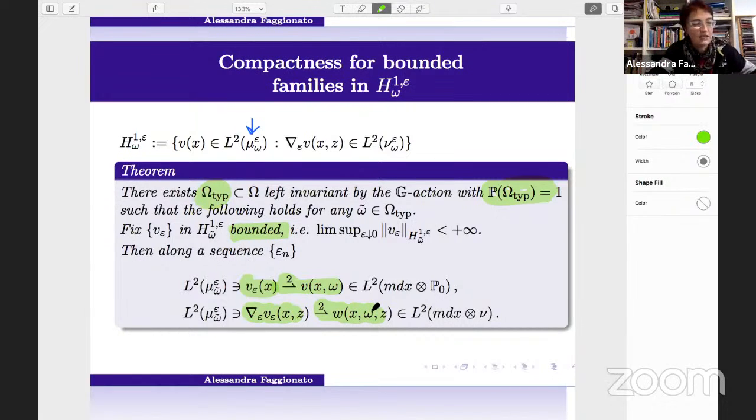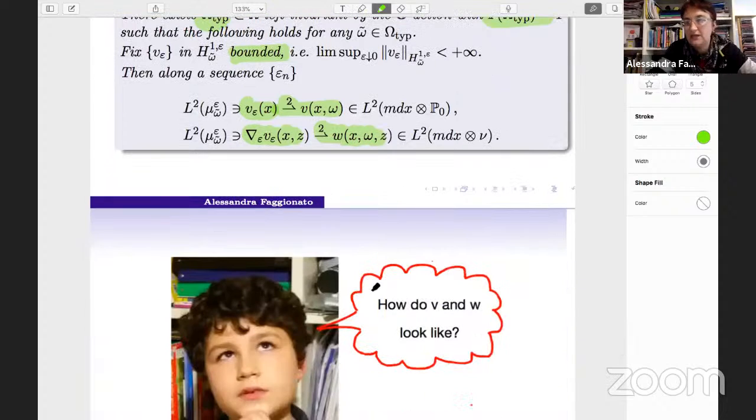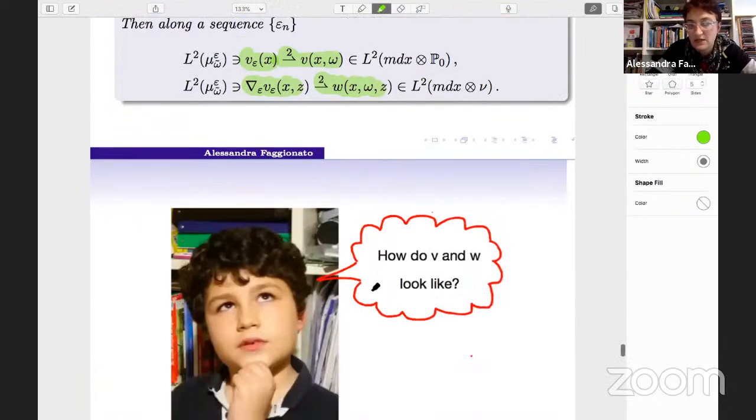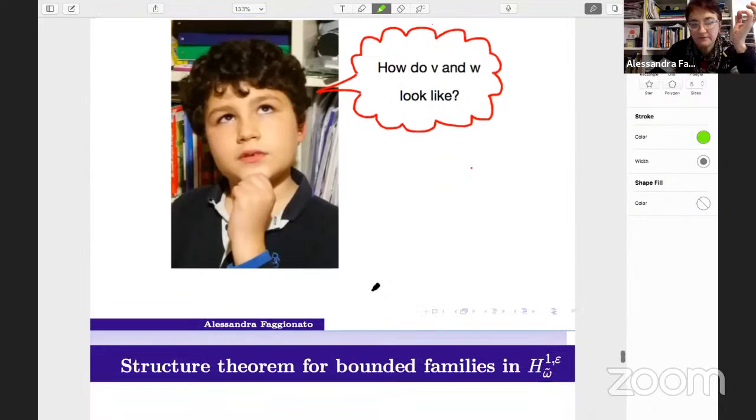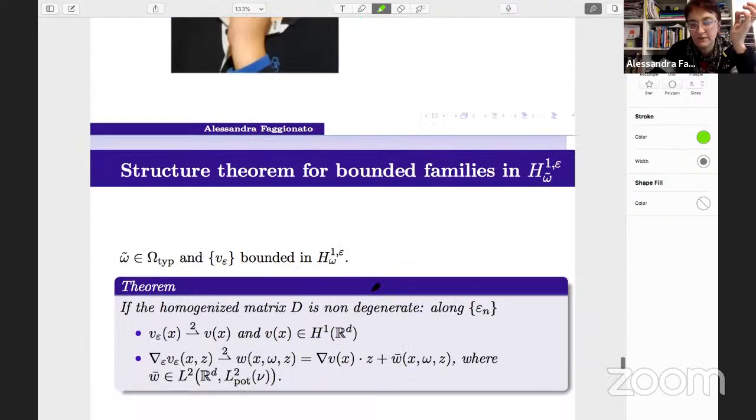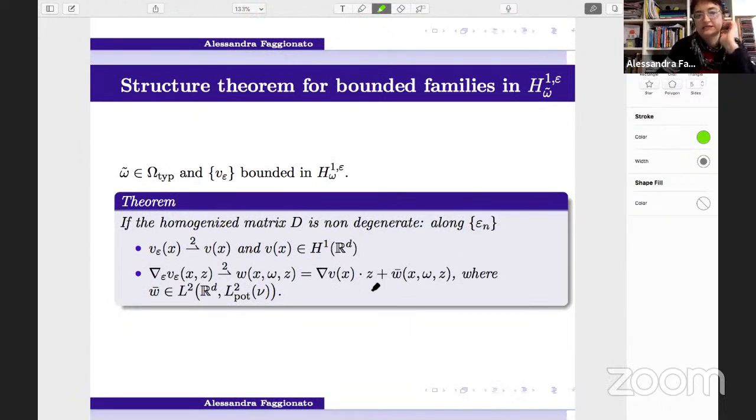And I conclude. You can also ask a very ambitious question. How do v and w look like? Indeed, they have a particular structure. They are not arbitrary, and there is this structure theorem, which I state when the homogenized matrix is non-degenerate. Take an environment which is typical, and therefore you have the compactness property I told you.